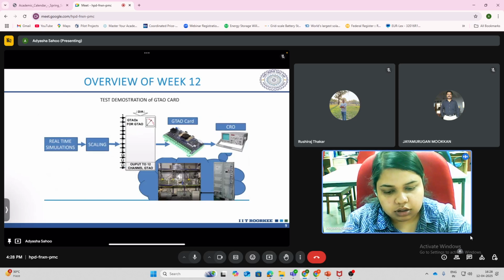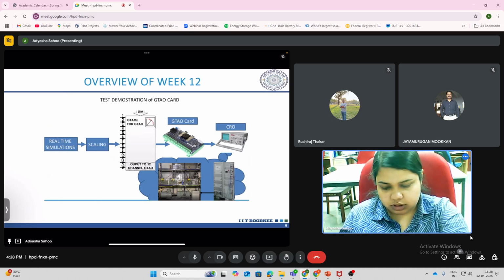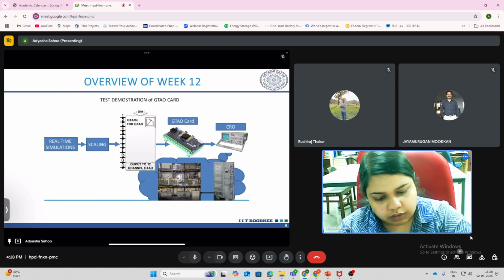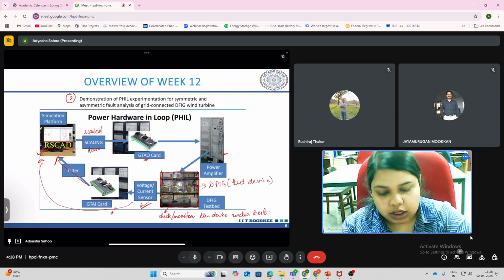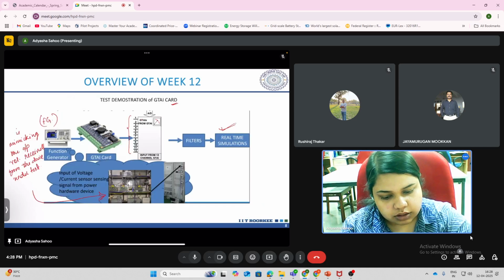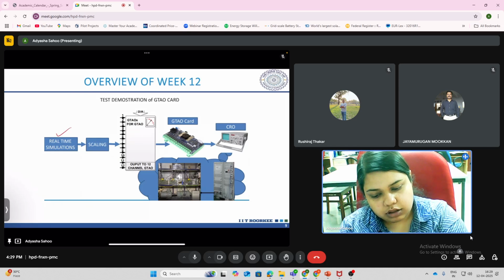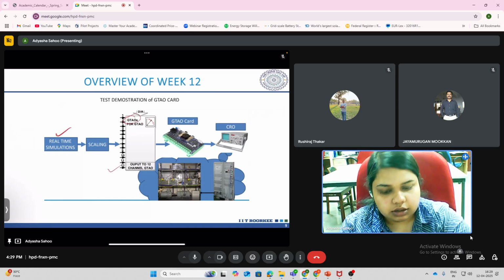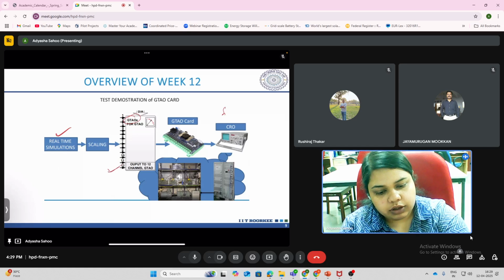The next thing was the demonstration for the GTAO card. Where was this GTAO card interfaced? It was between the input, that is the simulation platform of RTDS, and the power amplifier. The output was given to the power amplifier, and the input was from the RSCAD or RTDS. So similarly here, from the real-time RTDS or RSCAD platform, the input is given to the GTAO card. That is also a 12 channel card, and then the output is given. The output was earlier given to the power amplifier. So instead of that, we are observing the output using a CRO, an oscilloscope.